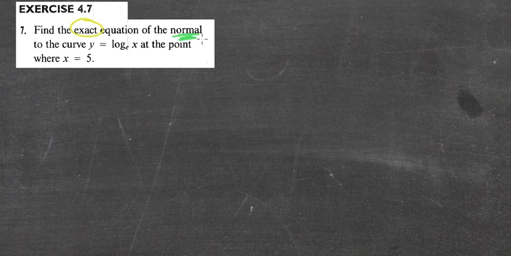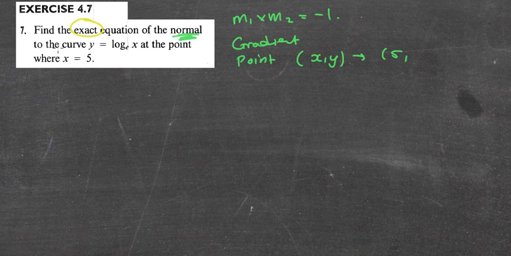The normal, that is, okay, I say normal, I think this: m1 times m2 equals -1. It's asking for the equation, so I need to find the gradient, and I'm going to need a point. Now notice here, for my point, they've given me the value x equals 5, so I can put my 5 there, but they haven't given me a y value. This is where people get stuck. I do this at the beginning every time, just put my 5 back where the x is, so it's log e 5.